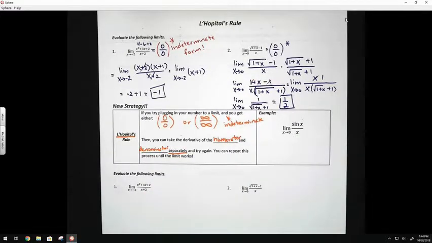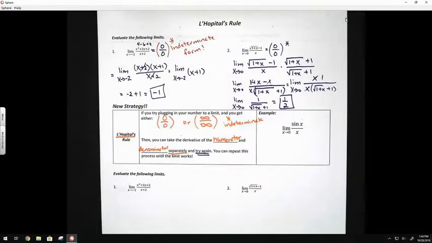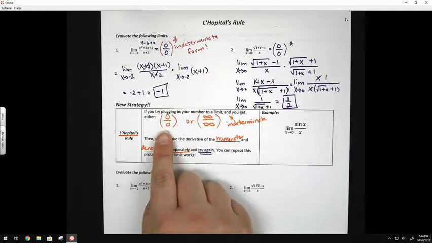So we're not getting rid of the limit. We're not magically making that disappear. We're just doing the derivative of the numerator, the derivative of the denominator, and then we're going to try and take the limit again. But this only applies if you get indeterminate form when you do substitution first.